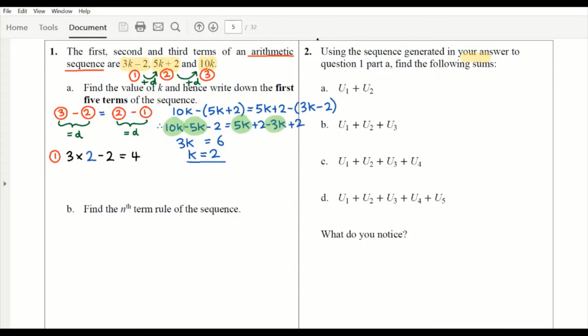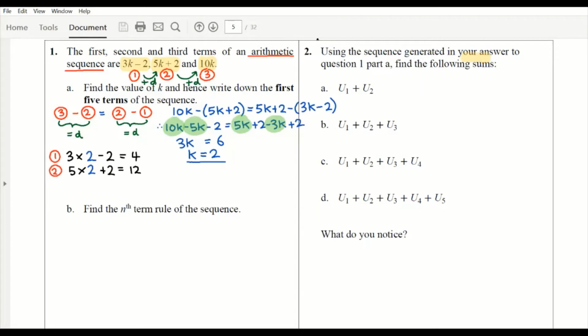Okay, so that's given me the first term. Now I'm going to need the second term to establish what the common difference is. I think it'd be quicker than substituting into either the left or the right of the equation I set up earlier. So the second term is going to be 5 times k, so 5 multiplied by 2. And then I've got to add 2 to that. Okay, so that's going to give me 12.